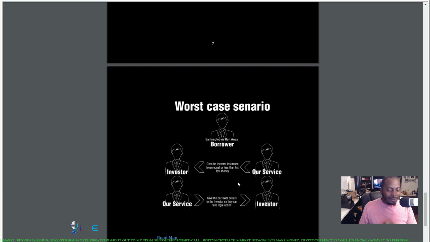But the cool thing is that they will give the borrowers all the details, all the identifying details that you would need to create a legal action against them in the court of law. So to me, that's really cool, because that is really making sure that whoever decides to sign up with EscrowCo, that they either got to be serious or they're not going to play.